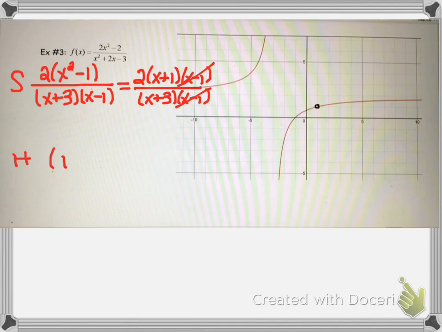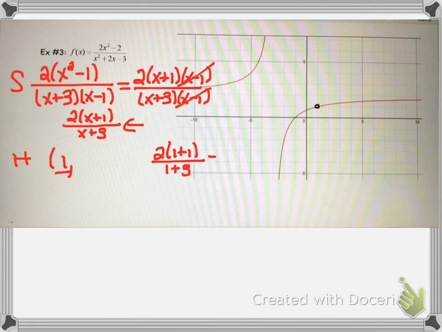asymptote canceling out. My new simplified equation has the 2 and the x plus 1 on the top, and it has just an x plus 3 in the denominator. And so to find the y coordinate for the hole, I'm going to plug this x into my simplified equation. So plug 1 in. So I have 2 times 2 in the numerator, which gives me 4, and 1 plus 3 in the denominator also gives me 4. And so that tells me that the y coordinate is also 1.